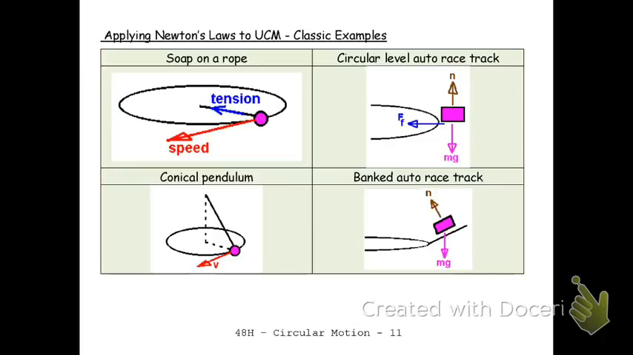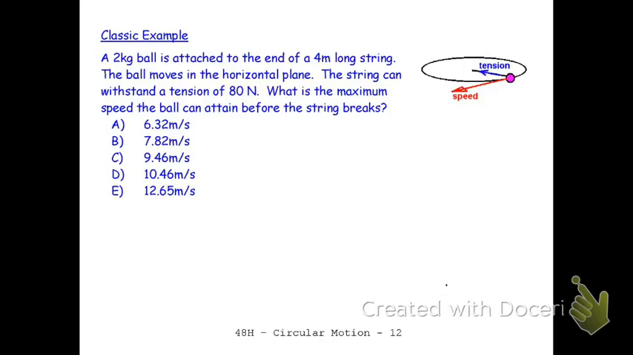Anyway, so these are the four we're going to do. First one: a 2 kilogram ball is attached to the end of a 4 meter long piece of string. I'm going to do a little diagram down here. It's 2 kilograms. It is 4 meters. Tension can withstand is 80 newtons. What is the maximum speed of the ball? Okay, so I want to know the maximum speed, Vmax.